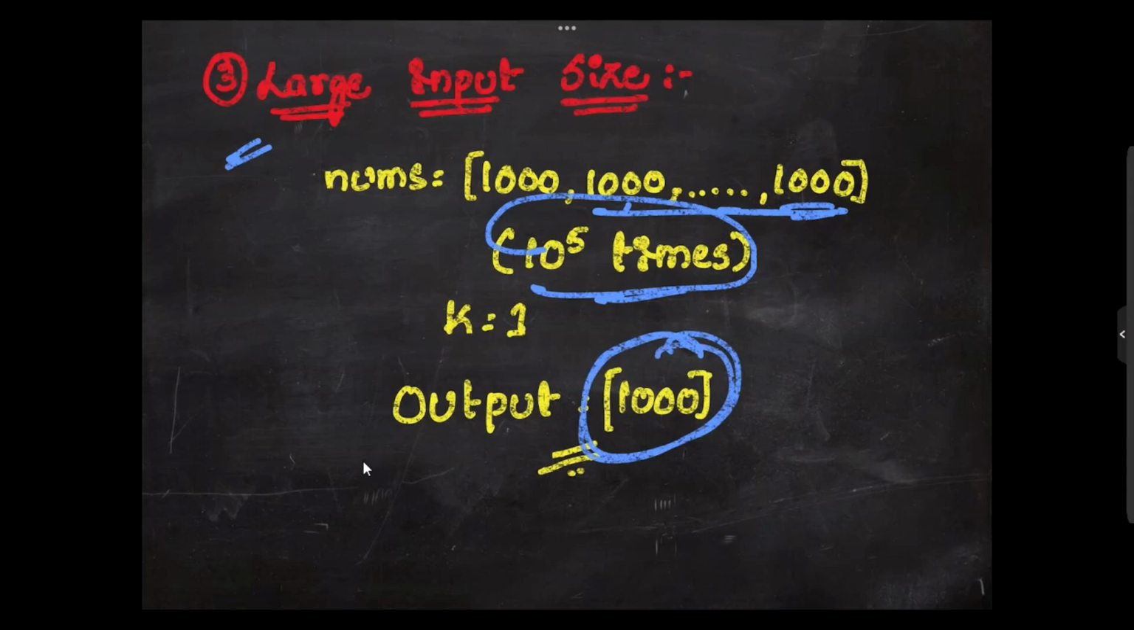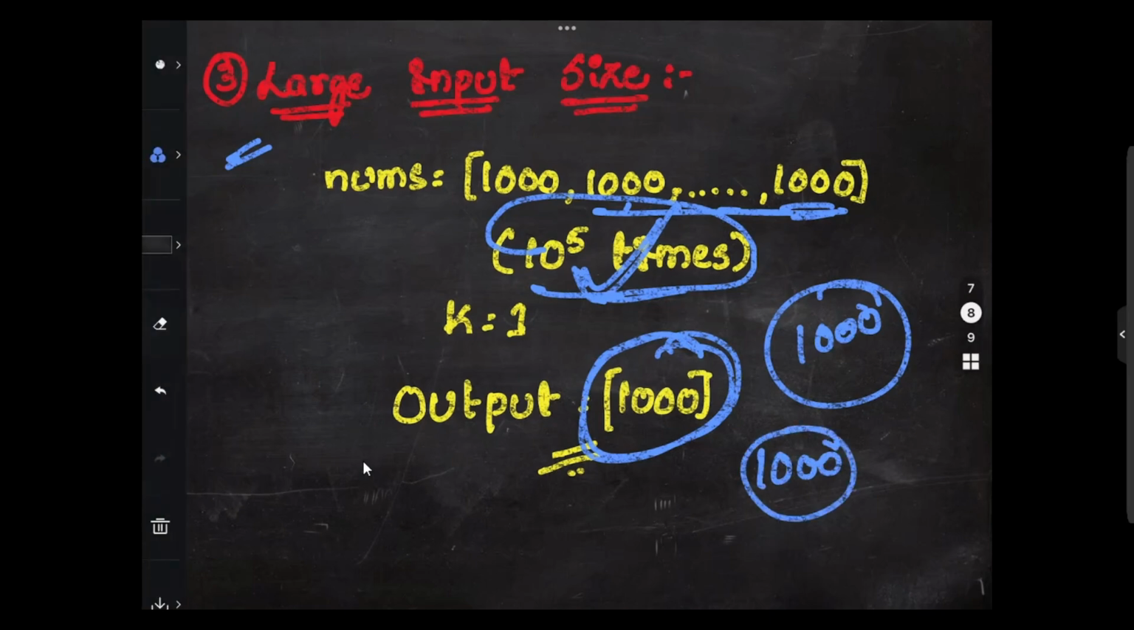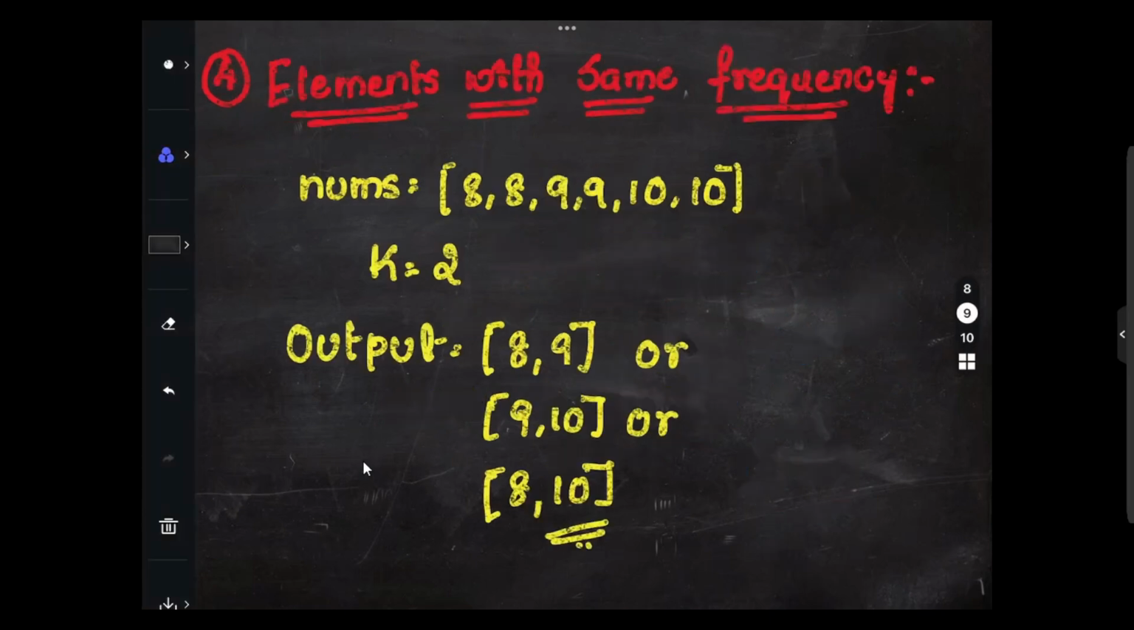Because we have only one unique number here. We have only one unique number that appears 10 to the power of 5 times, so it is the most frequent. So in this case, we have to consider the number 1000. This is fine. This is for the condition large input size.